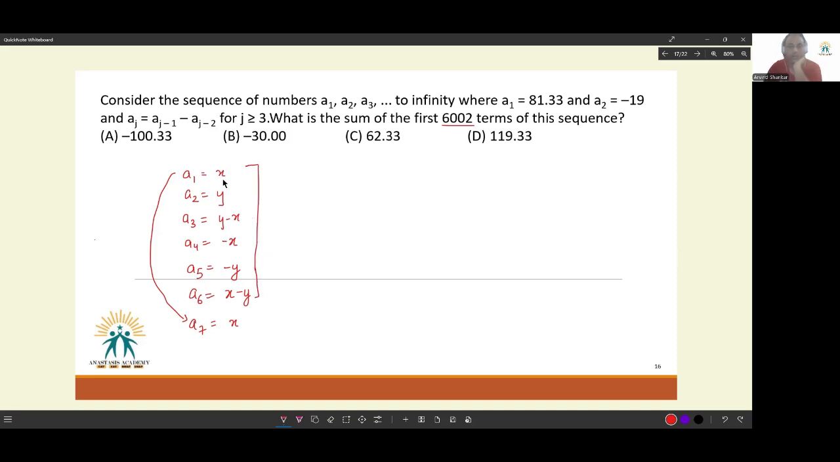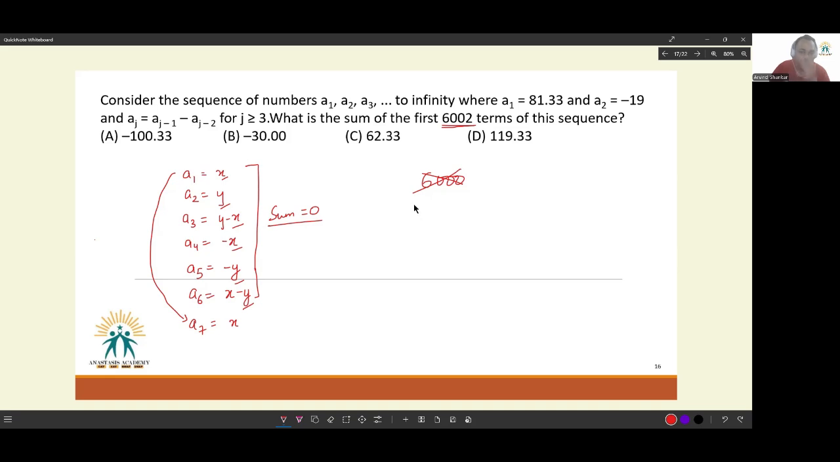These six terms: for every x, there is a minus x. For every y, there is a minus y. For every y minus x, there is also an x minus y. Can I say, if I pick up any six consecutive terms in the sequence, the sum will be zero? So when they're asking me the sum of the first 6002 terms, 6,000 terms are absolutely useless.